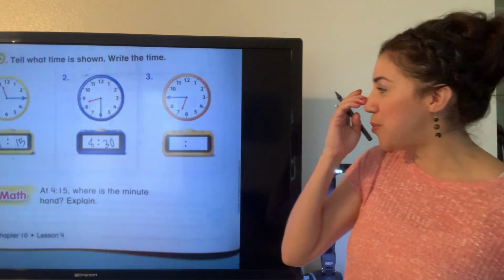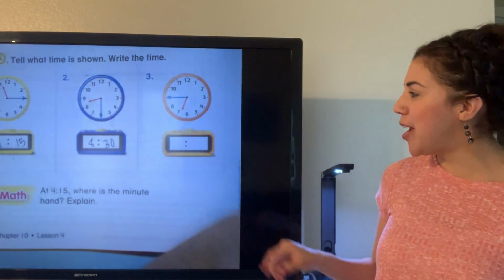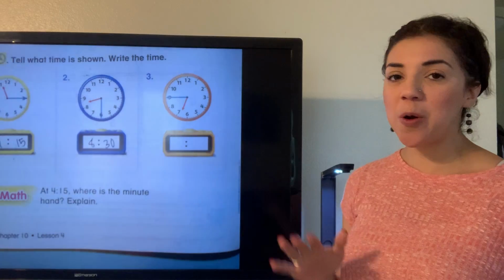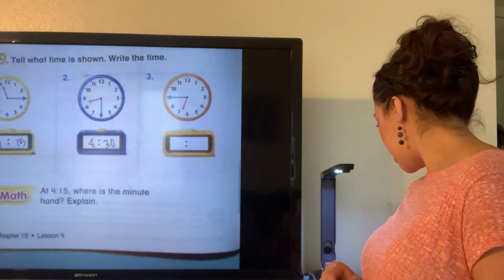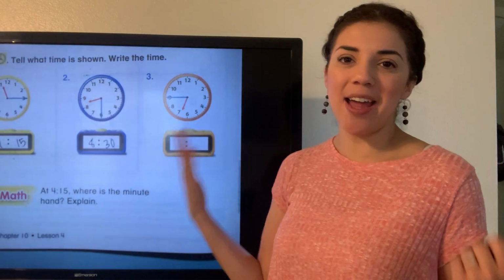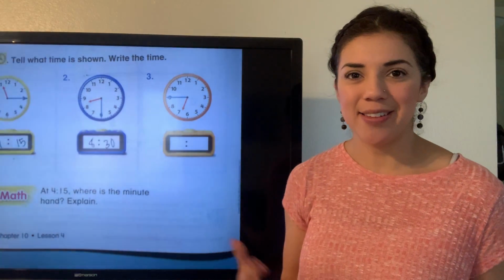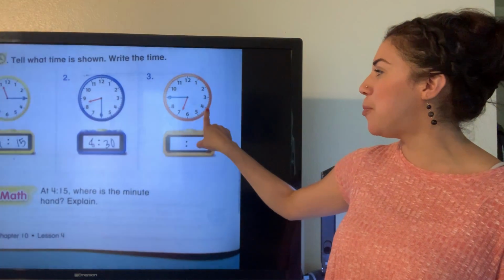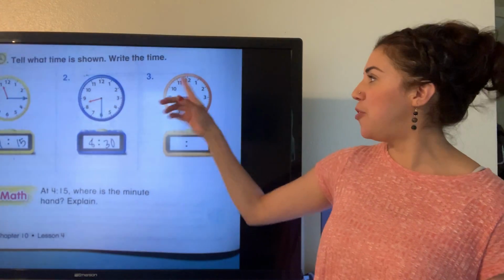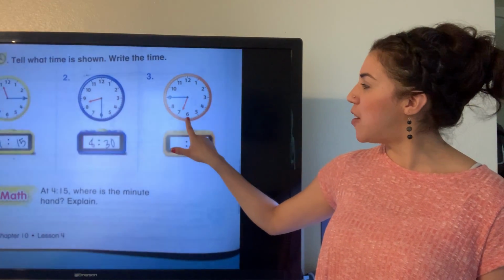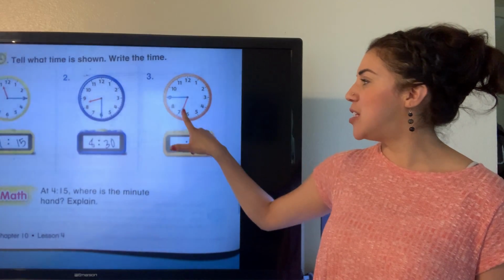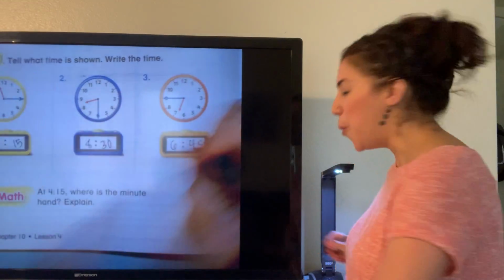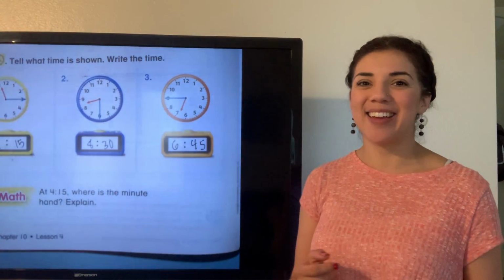And then last but not least, we have number 3. Here the hour hand is right in between the 6 and the 7, and it is 1/4 till 7. I don't really say time like that, I just say 6:45. I just gave you the answer. Anyway, we know that each number represents a 5, and so when we count, it is 5, 10, 15, 20, 25, 30, 35, 40, 45. So it is 6:45, or 1/4 till 7.